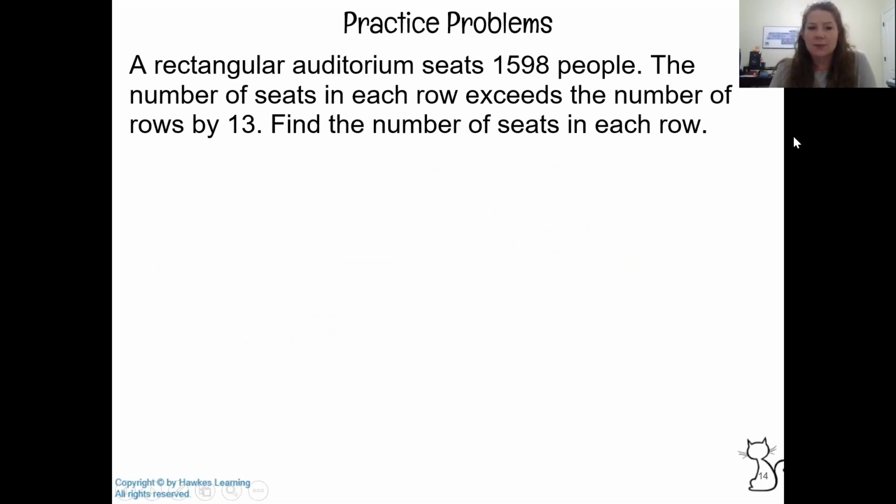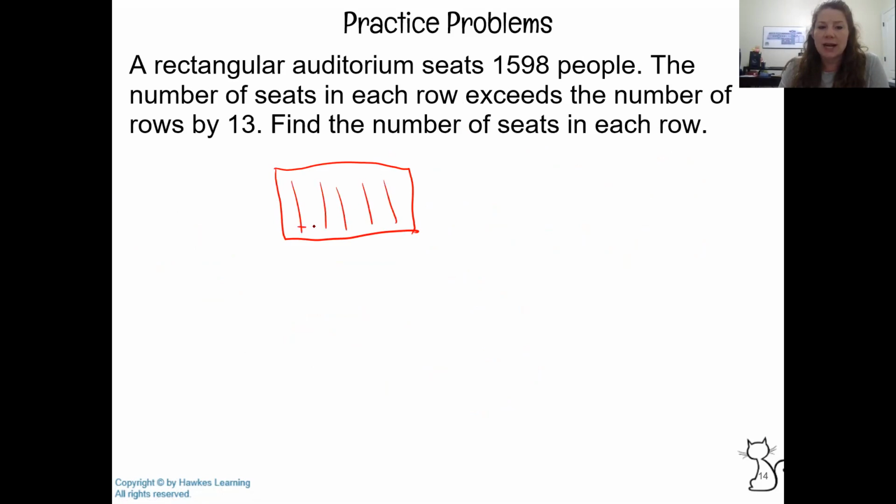For example, this one says a rectangular auditorium seats 1,598 people. Auditoriums have rows and seats, right? All these seats and all these rows. The number of seats in each row exceeds the number of rows by 13. So let's say there's 13 rows. Well, it says the number of seats in each row exceeds the number of rows by 13, so we don't know that there's 13.